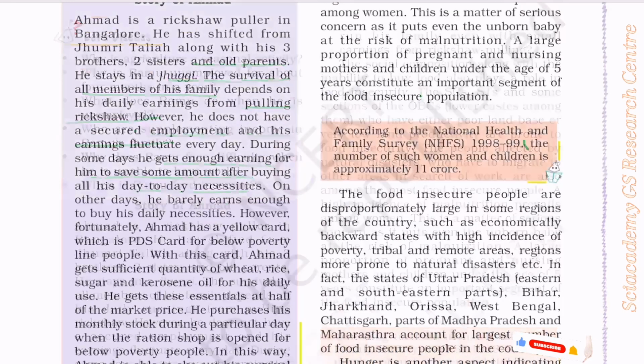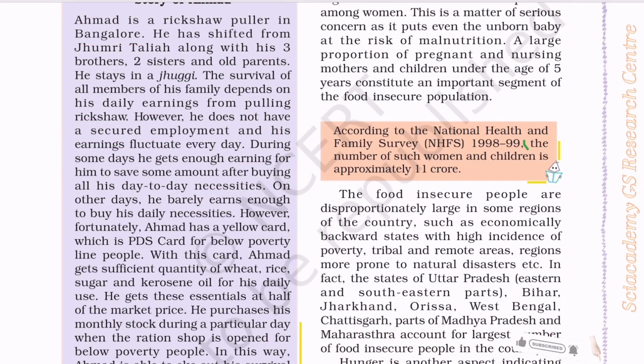Story of Ahmad. Ahmad is a rickshaw puller in Bangalore. He has shifted from Jhumri Talaiya along with his 3 brothers, 2 sisters, and old parents. He stays in a jhuggi. The survival of all members of his family depends on his daily earnings from pulling a rickshaw. However, he does not have secured employment and his earnings fluctuate every day.